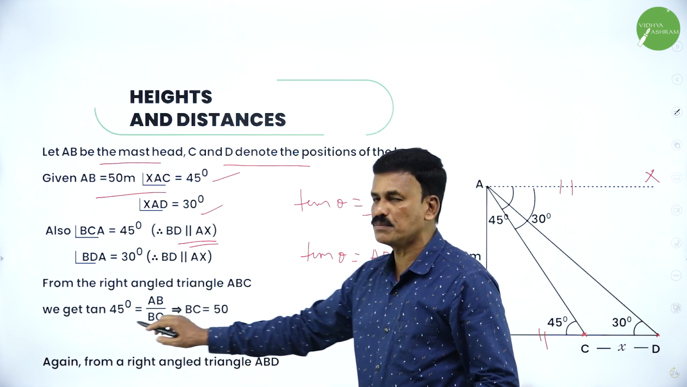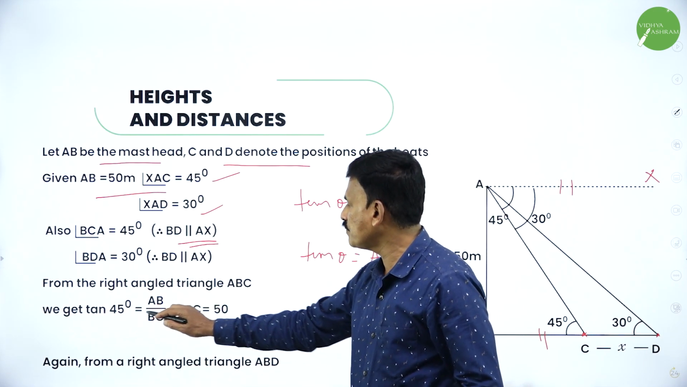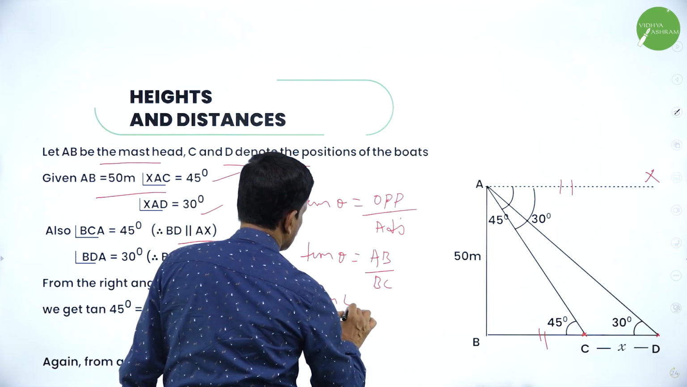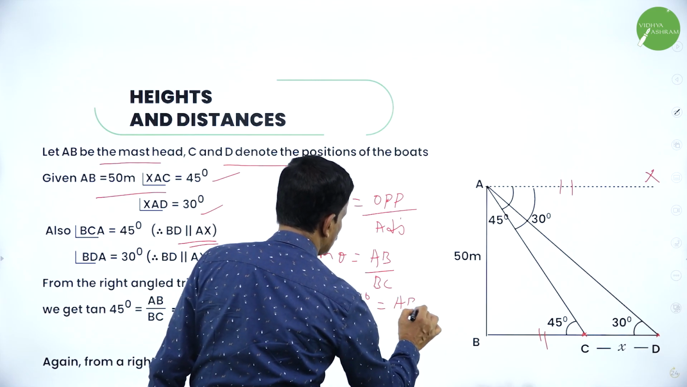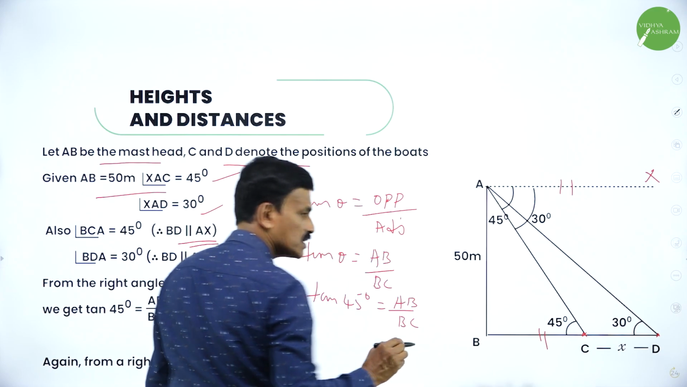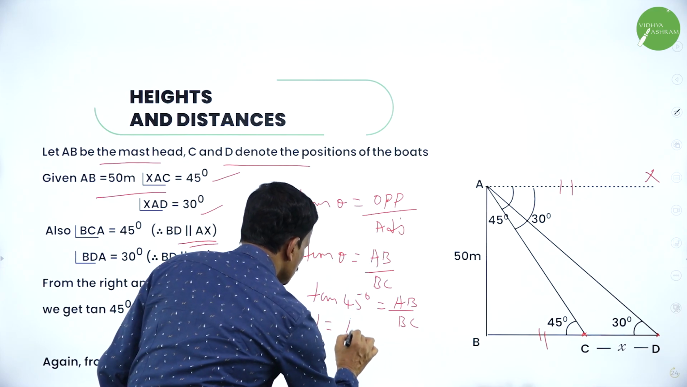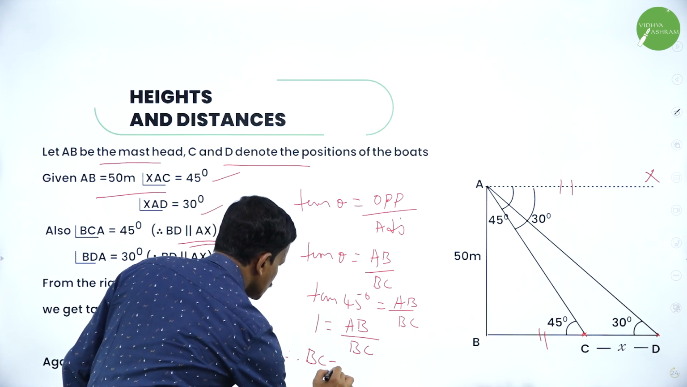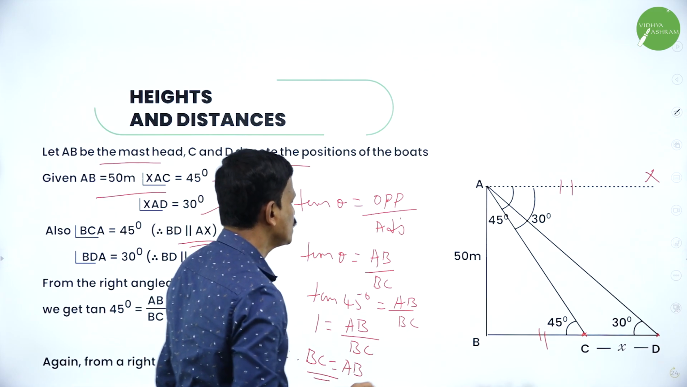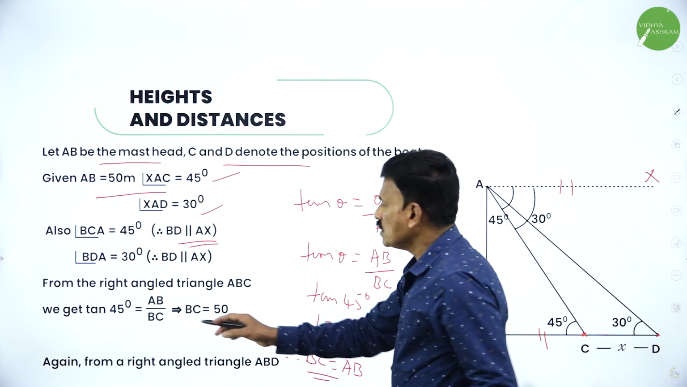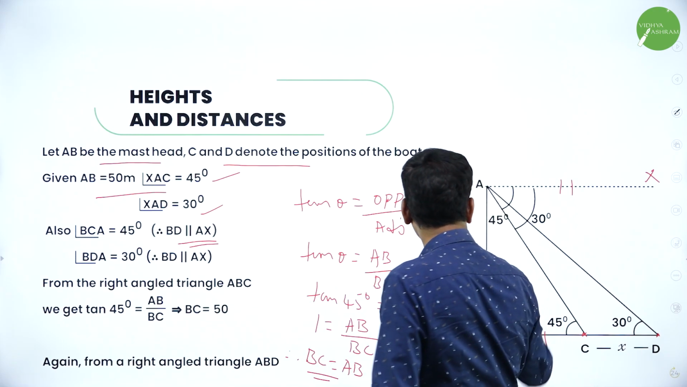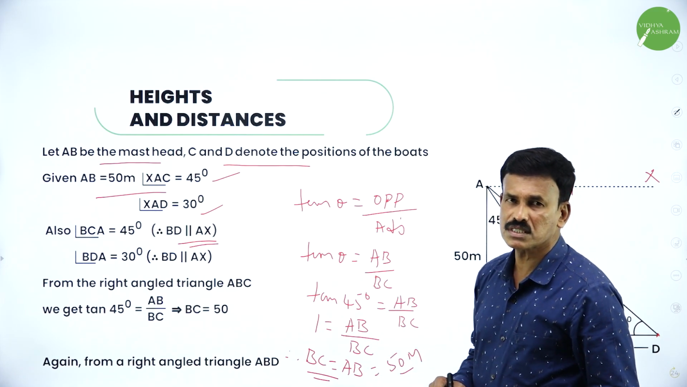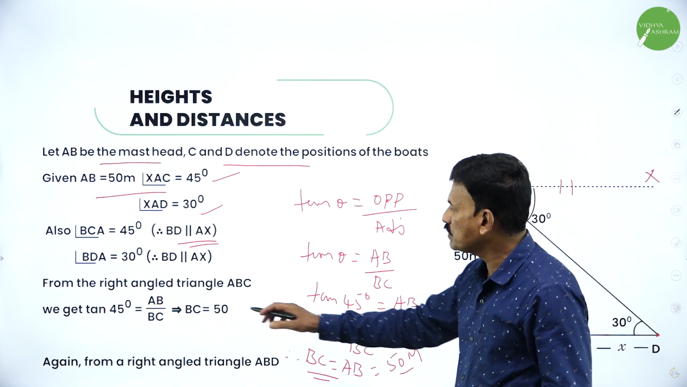Now from right angle triangle ABC, put theta equal to 45 degrees. Tan 45 is equal to AB by BC. What is tan 45? Tan 45 is 1. So 1 is equal to AB divided by BC, cross multiplied, therefore BC is equal to AB. What is AB? AB is equal to 50 meters. So BC is also equal to 50 meters. So we found the value of BC from triangle ABC.